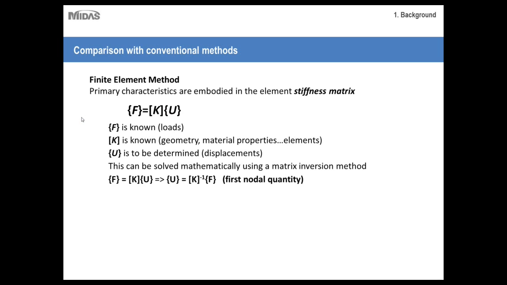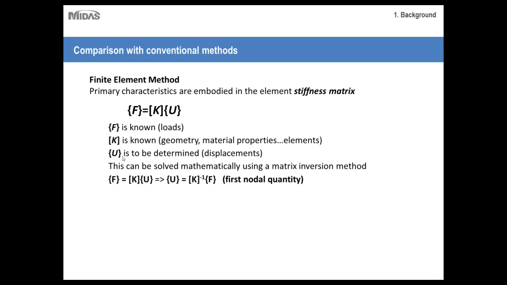Okay, so first we'll discuss just the basic theoretical background of the finite element method. The primary characteristics are embodied within the stiffness matrix. This equation is at the heart of finite element analysis: F equals K times U. F equals the loads, which are known. K is the project geometry as well as the material properties of the elements, meaning the material properties of your soils as well as of your structural elements. And U is to be determined, which represents your displacement.